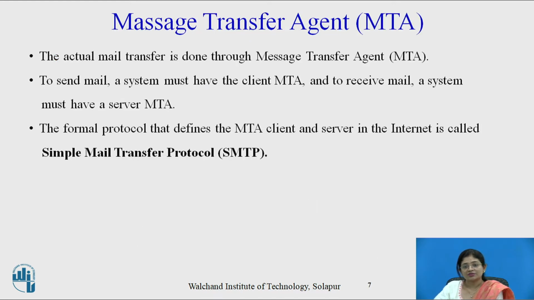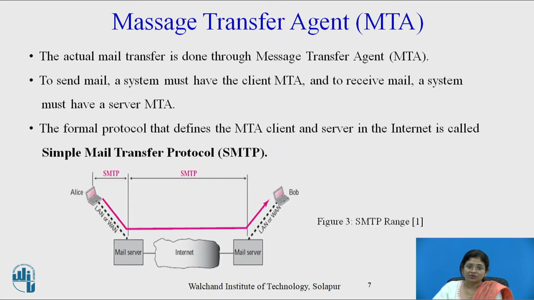Now let's start with another important component of electronic mail, that is the message transfer agent, abbreviated as MTA. The actual mail transfer is done via the message transfer agent. To send mail, a system must have a client MTA, and to receive mail, a system must have a receiver or server MTA. The formal protocol that defines the MTA client and server in the internet is called the Simple Mail Transfer Protocol, that is SMTP.